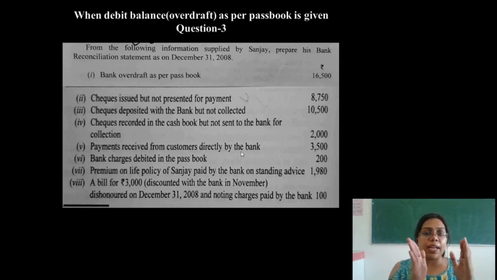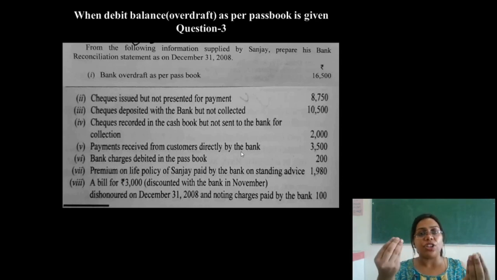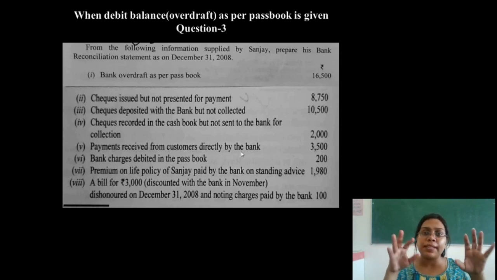In this case, the customer has deposited some amount to my account directly. I do not have any information about this, so I have not made any changes in the cash book. But when I see the passbook and come to know that this ABC customer has deposited this 3,500 to my account directly, I will make the changes in my cash book immediately. So I will increase the bank account of my cash book with 3,500 rupees immediately. That was the case when we are starting from cash book, but now we are starting from passbook.